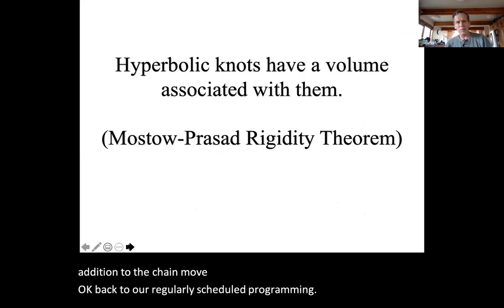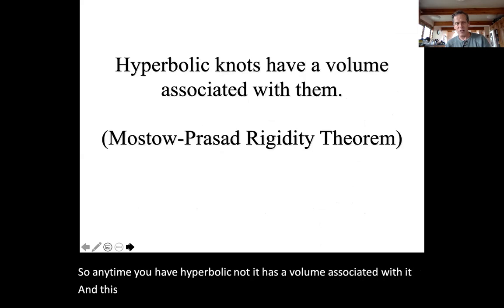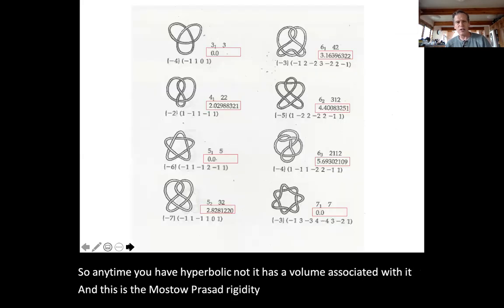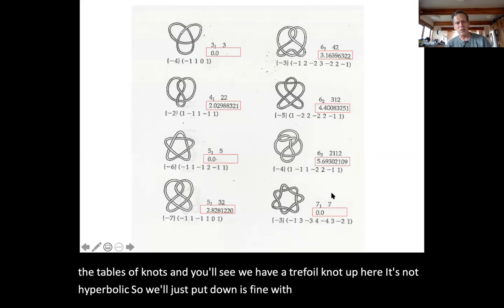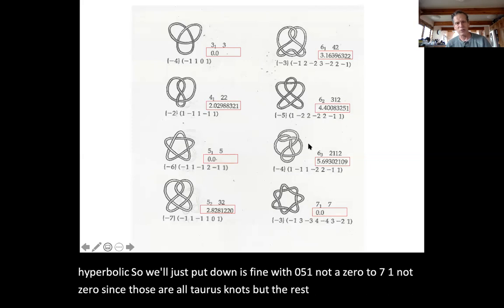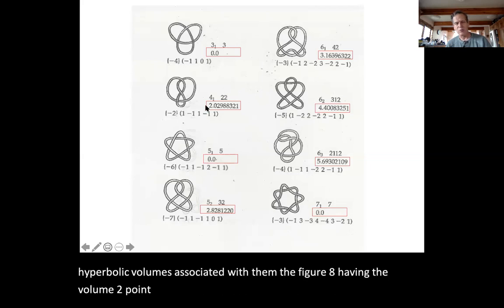So anytime you have a hyperbolic knot, it has a volume associated with it, and this is the Mostow-Prasad rigidity theorem. And so you can look at the tables of knots, and you'll see we have a trefoil knot up here. It's not hyperbolic, so we'll just put down its volume as 0. The 5-1 knot is 0, the 7-1 knot 0, since those are all torus knots, but the rest of these have hyperbolic volumes associated with them. The figure 8 having the volume 2.02988, which was proved by Meyerhoff and Cao to be the smallest volume of any classical hyperbolic knot.